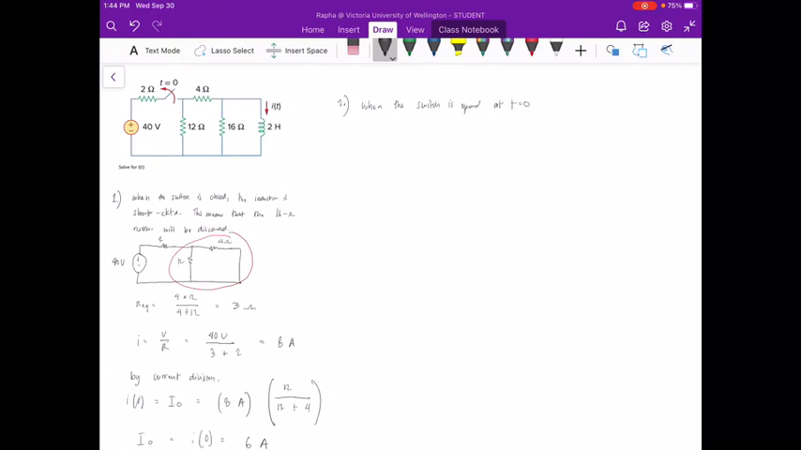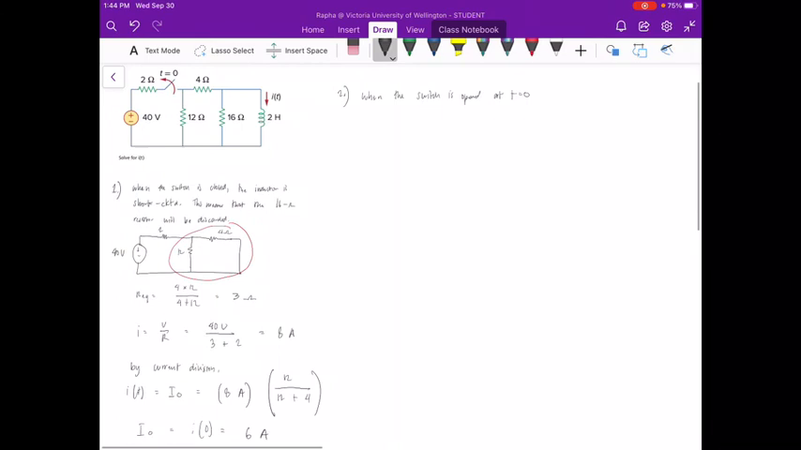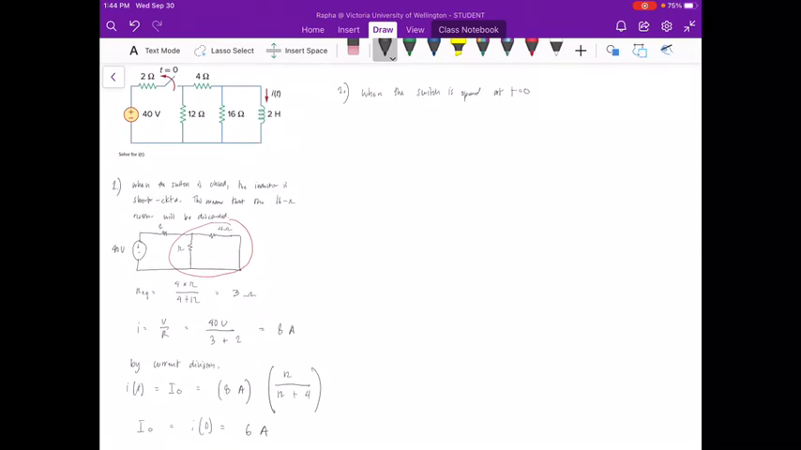So when the switch is opened, the 2 ohm resistor as well as the 40 volt voltage source will not have a bearing anymore, and so in order to understand that, we need to redraw the circuit again. We have 12 volts, obviously missing the voltage source this time. Then we have 4 ohms, then a 16 ohm resistor, then of course our inductor, which is valued at 2 henries or 2H.